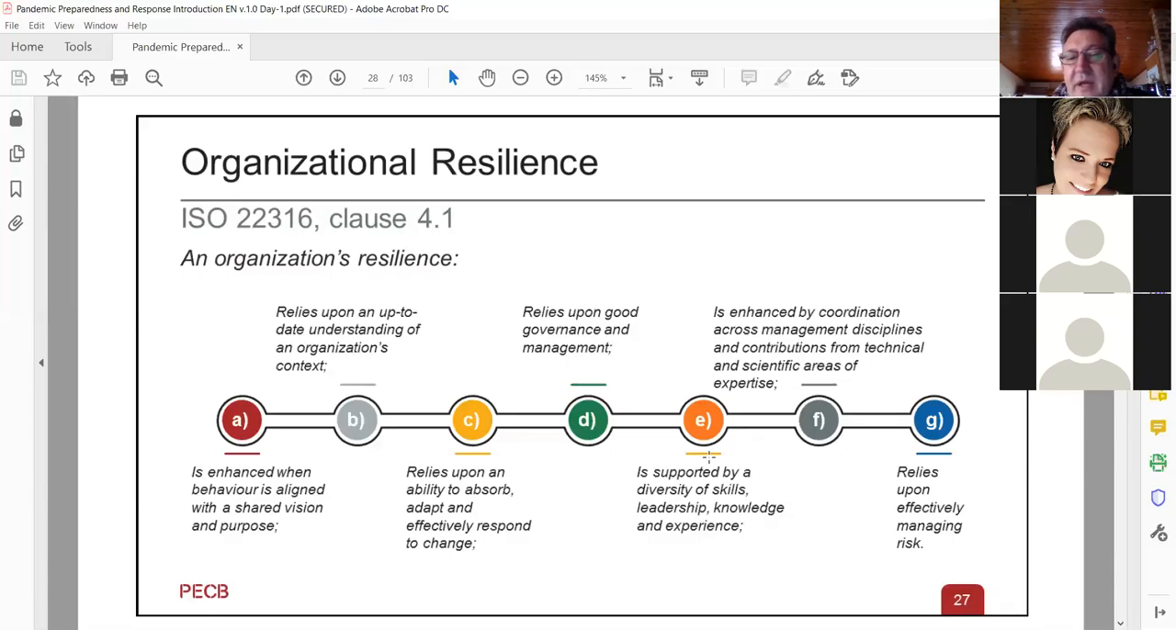C is, it relies upon an ability to absorb, adapt, and effectively respond to change. Now, you will see that this is the biggest challenge: change. How can you respond to change, and how willing are you to actually change? Because all of us have a challenge with change. We want to be in a comfortable environment, an environment where we can predict what is going to happen. And in this space of resilience, you don't have that luxury. D, it relies upon good governance and management.